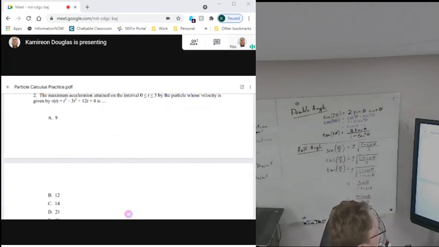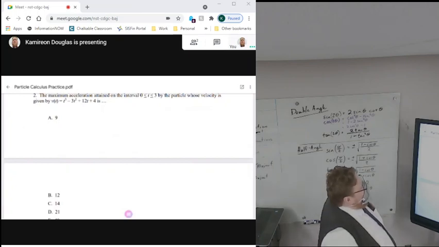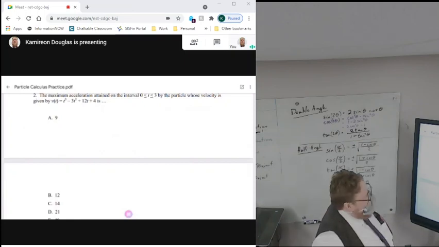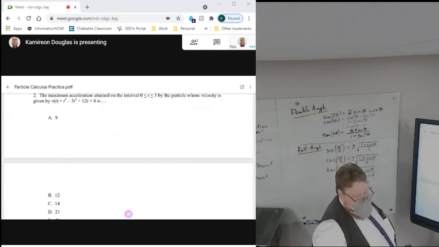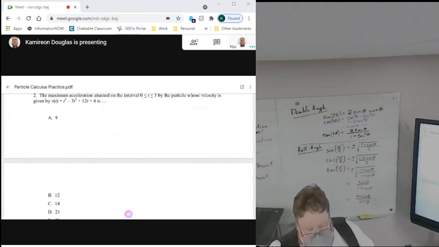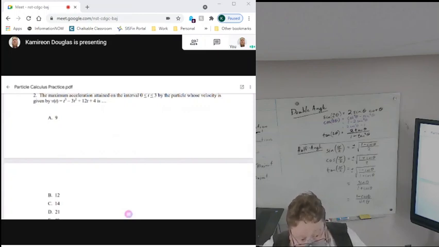Okay. The maximum acceleration attained on the interval 0 to 3 by the particle whose velocity is given by v of t is. So the first step I need to understand is, what am I going to do? Because you want to get to your acceleration. Specifically, why do I want to get to the acceleration? Changing velocity. That's right. So then I go to the next phase. Once I take the derivative, that's great to know that's what I'm supposed to do, but what do I do next?